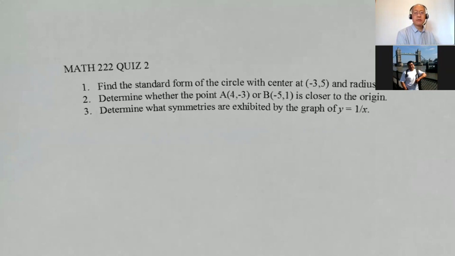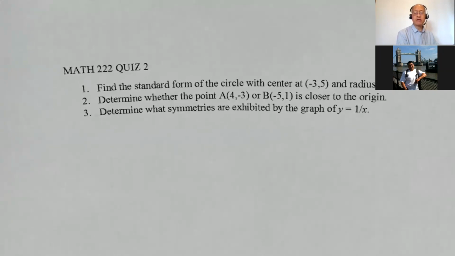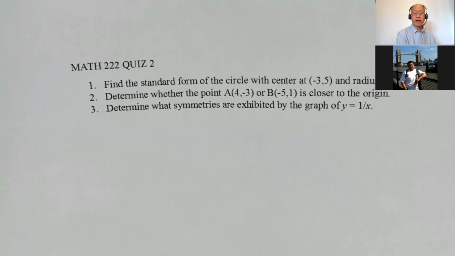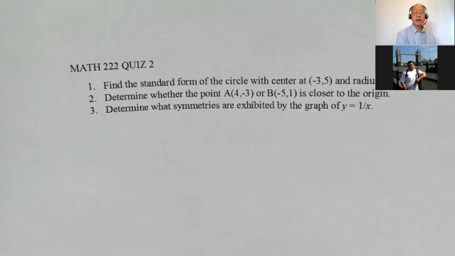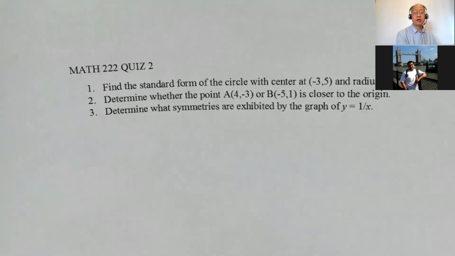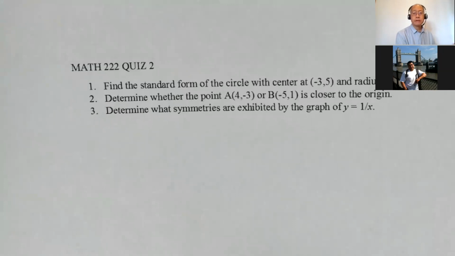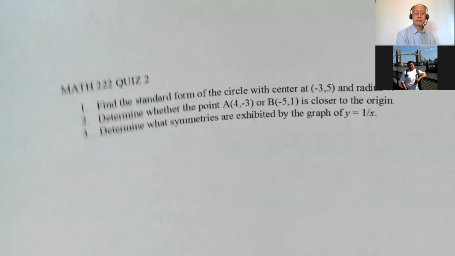Number 1, find the standard form of the circle with center (-3, 5) and radius 7. Just plug right into the formula. I can't write it right now, but I can even tell you, it's going to be the one that goes (x - h)² + (y - k)² = r², right? We did a problem just like that.